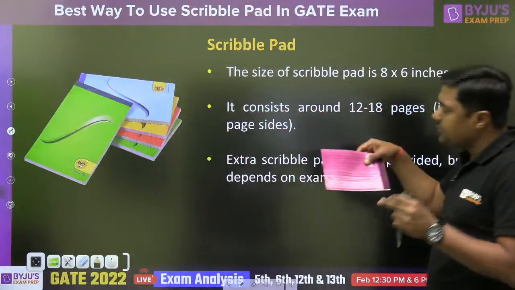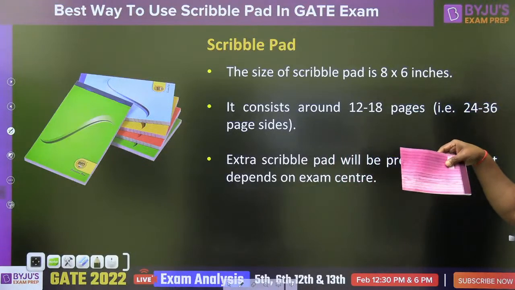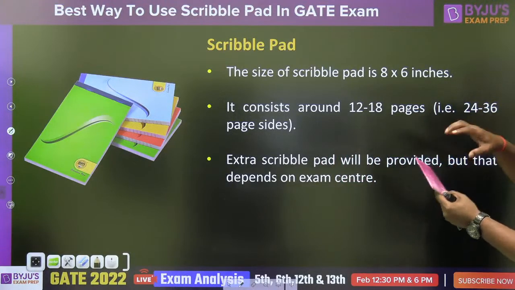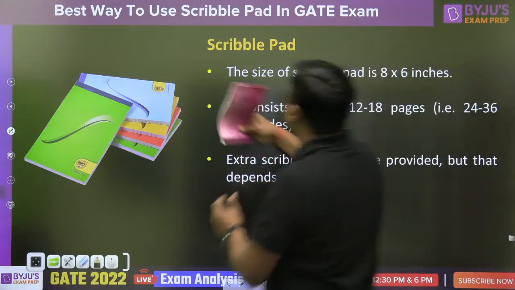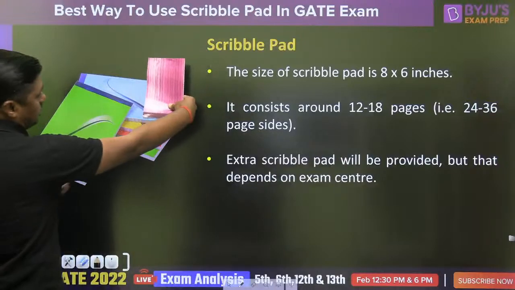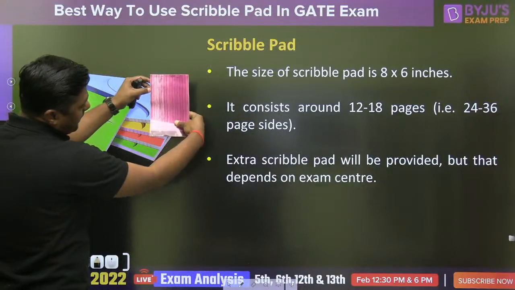Some students are very new to this. For those students, that is the size. This is 8 inches, and that is 6 inches. Some students may hold it like this. Is it visible to everyone? So this is a Scribble Pad.